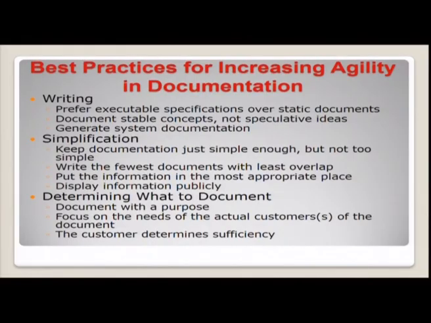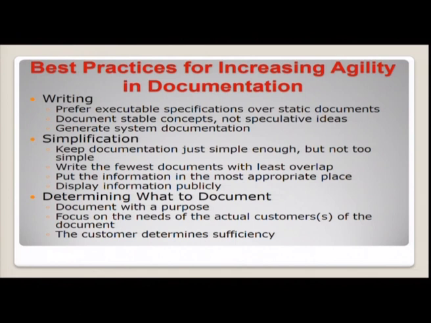And then the second best practice is said to be simplification. We keep the documentation just simple enough but not too simple. We follow a small formula which is called keep it short and simple. In short, it is called KISS. So, keep it short and simple. Similarly, here also we keep documentation just simple enough but not too simple. Then the next point is to write the fewest documents with least overlap. Put the information in the most appropriate place.